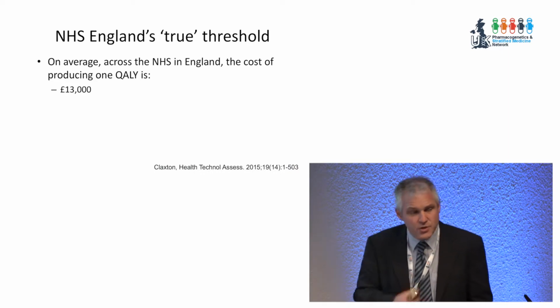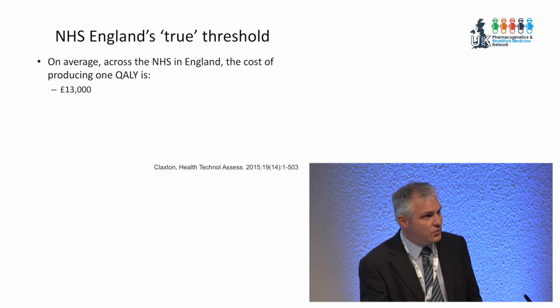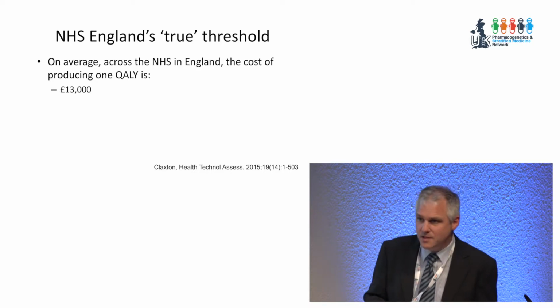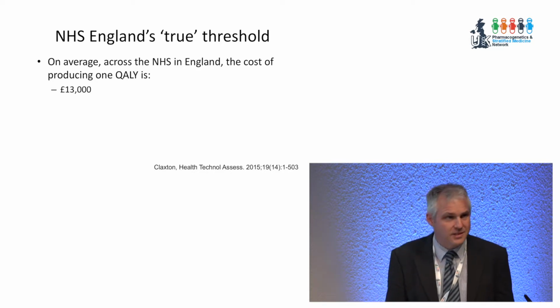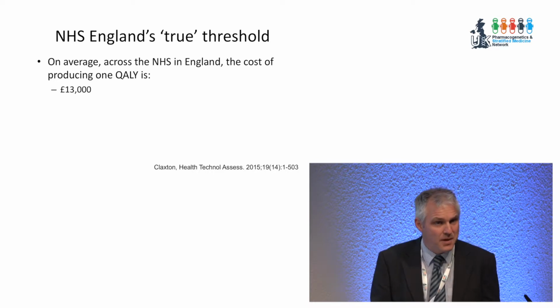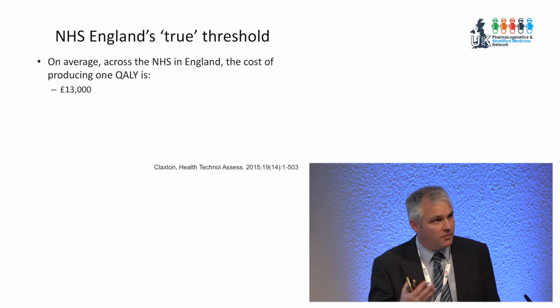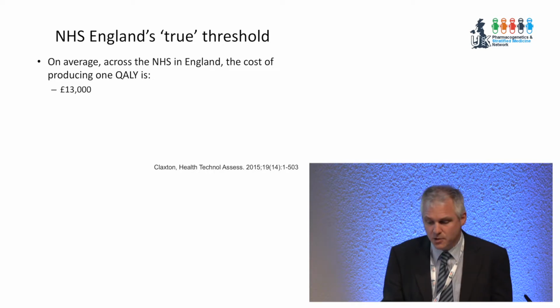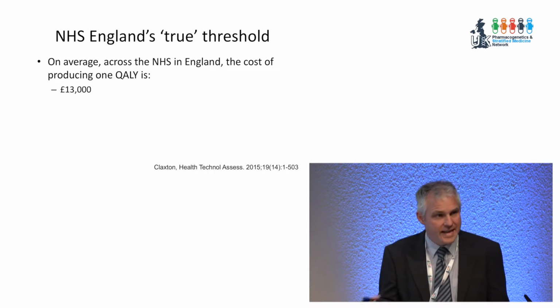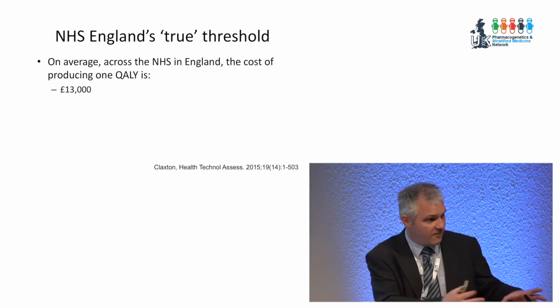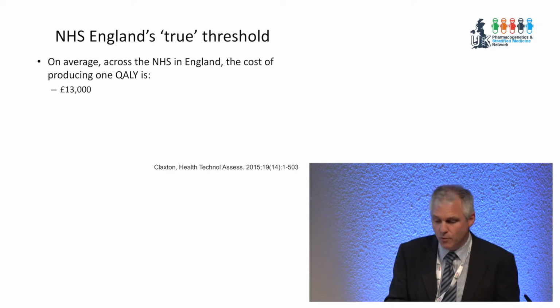There was some empirical work that was done a few years ago from the University of York, which tried to estimate what is the actual true value of this threshold. NICE originally thought it would be in the range of £20,000 to £30,000. The empirical work actually suggests it's closer to £13,000. So in theory, anything that's approved above £13,000 per QALY results in a net loss in health to the NHS because those resources have been taken away from other more valuable use.